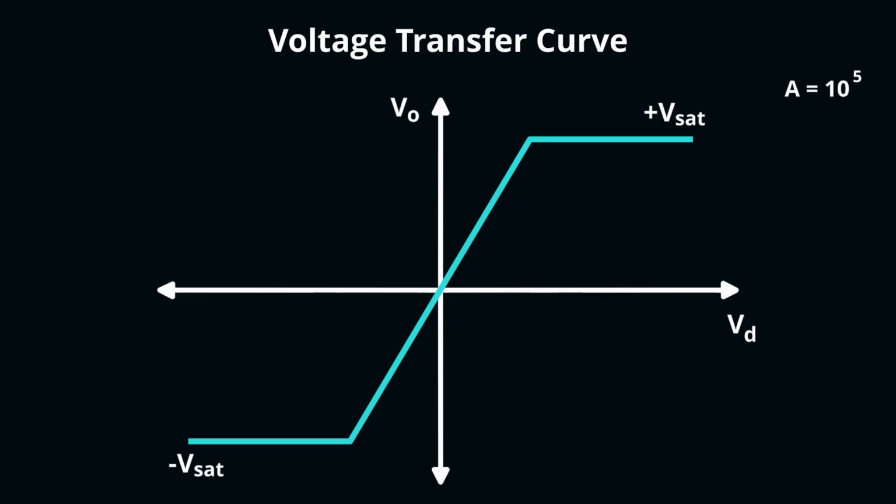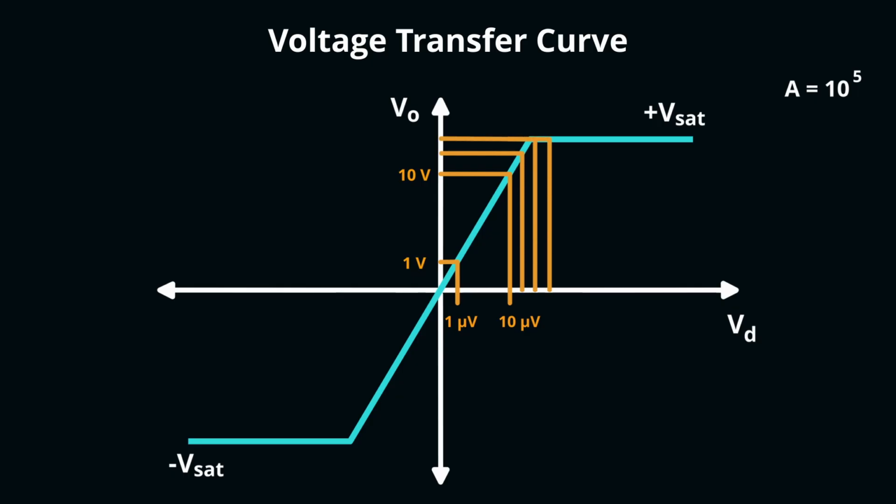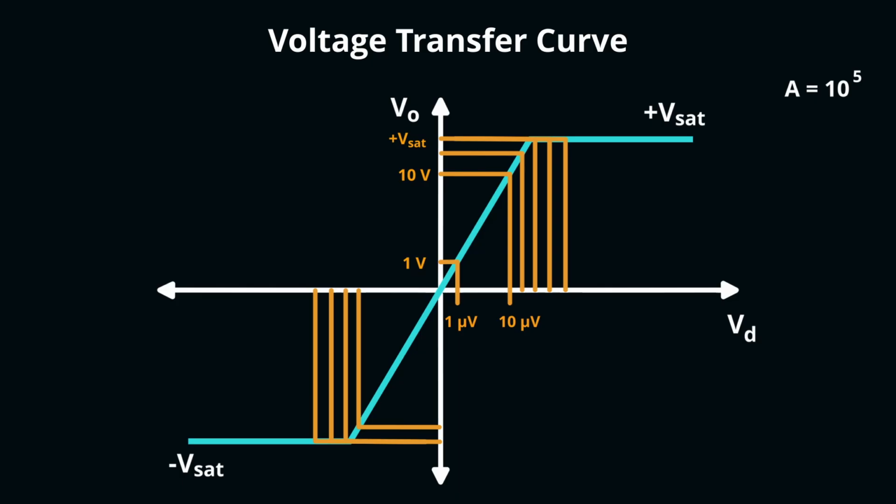Now let's assume that the differential input to the op-amp is 1 microvolt. We would then see 1 volt at the output. Likewise, if the input differential voltage is 10 microvolts, we can expect to see 10 volts at the output. But as you can see from this plot, as you increase the differential input voltage, there comes a point where the output no longer increases. The same is true on the negative side of the plot as well. These two limits are determined by the biasing voltages applied to the op-amp.